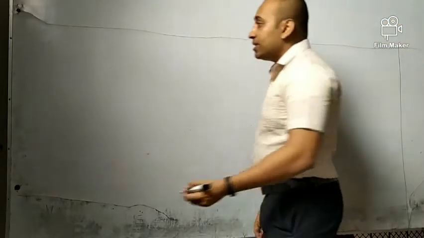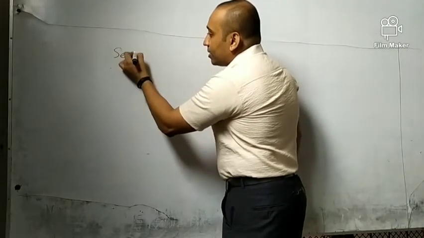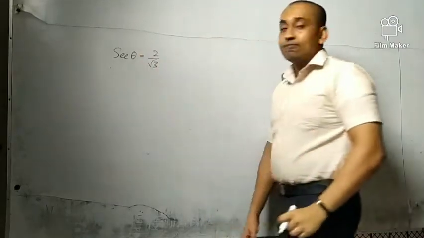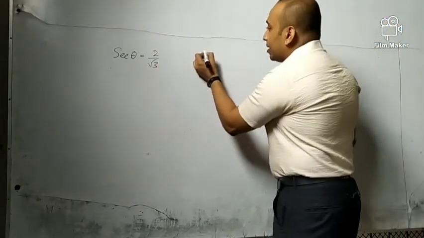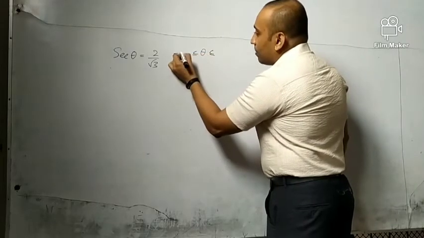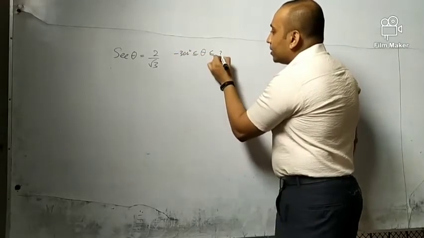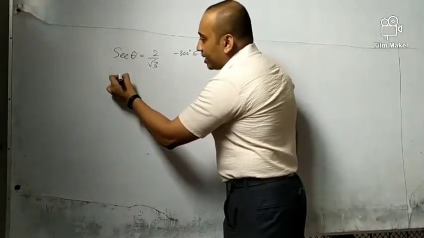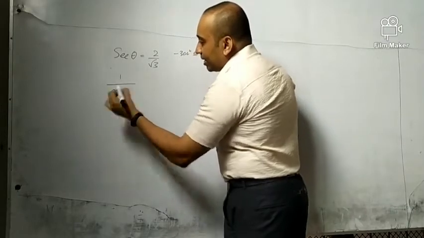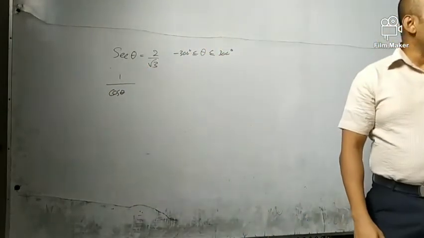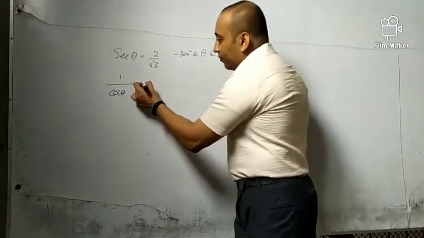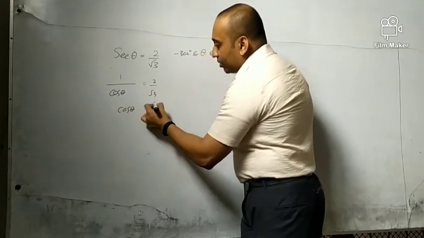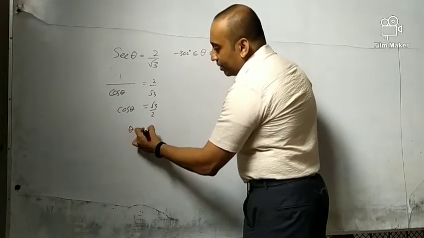The next part is just like this. Suppose you get sec theta equals 2 over root 3. For this case, we need to find the angles from minus 300 to plus 300. Sec theta is 1 over cos theta, because we cannot straightforwardly find sec inverse for any kind of values. If you take the reciprocal, you can say cos theta equals root 3 over 2.